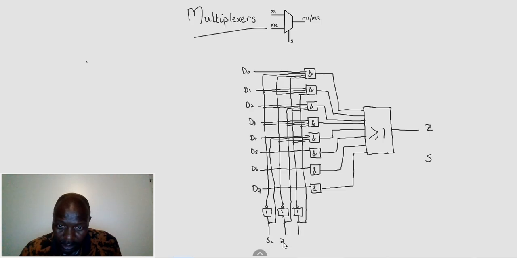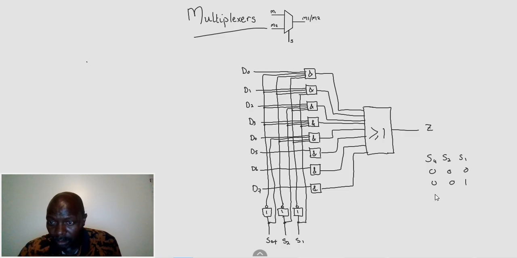S4, S2 and S1, 4 2 1. So it gives you the count. So your truth table is going to be S4, S2 and S1. Complete that, and then all the way up to 1 1 1. Complete this.